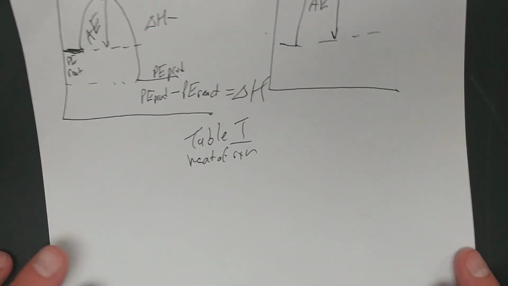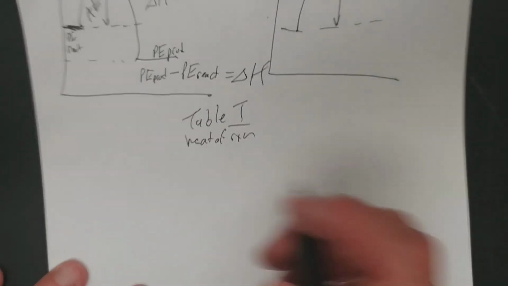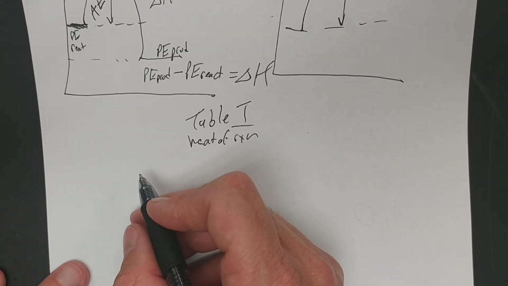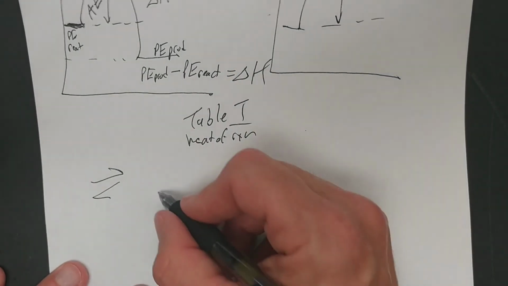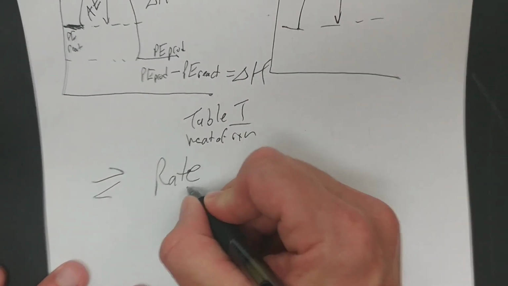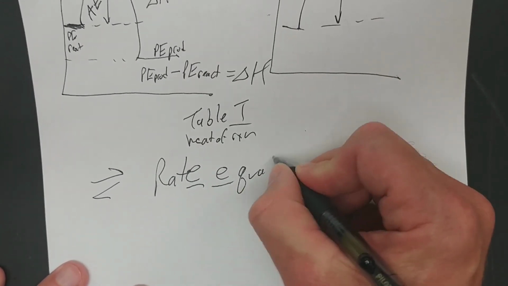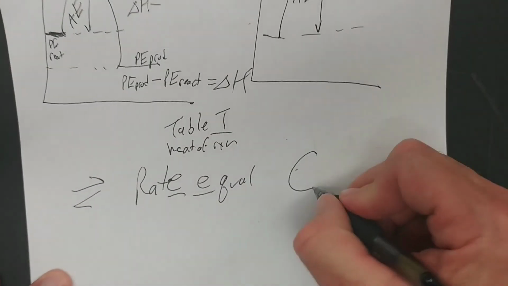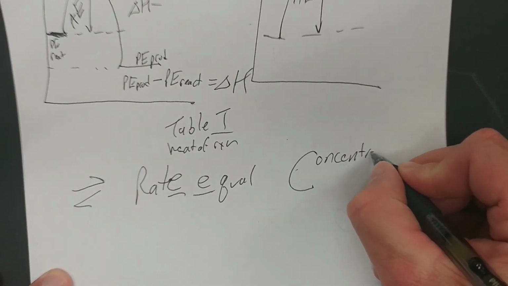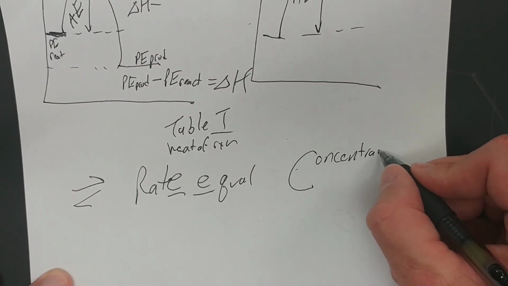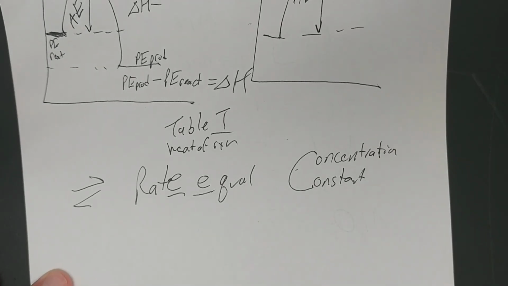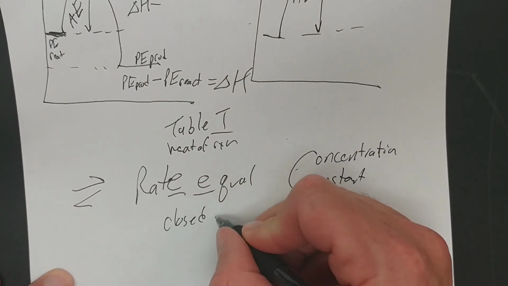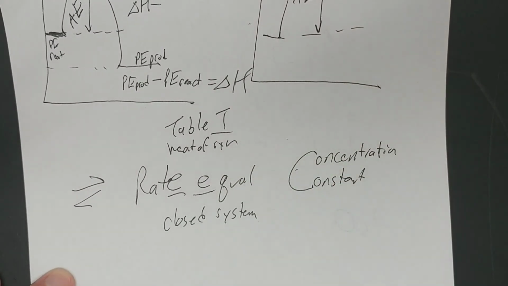You have to know that for a reaction to be at equilibrium, the rate of the forward reaction is equal to the rate of the reverse reaction. And the concentrations stay constant of everything, of all the reactants and products. Additionally, it has to be in a closed system, so nothing can enter, nothing can leave.